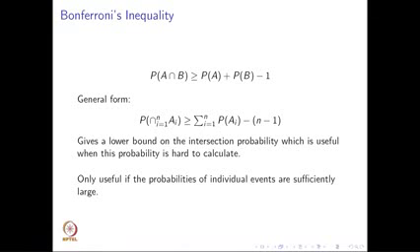What this inequality allows us to do is to give a lower bound on the intersection probability. This is useful when the intersection probability is hard to calculate. However, if you notice the right hand side of the inequality, you should observe that this result is only meaningful when the individual probabilities are sufficiently large. For example, if the probability of A and the probability of B, both these values are very small, then this minus 1 term dominates and the result doesn't make much sense.